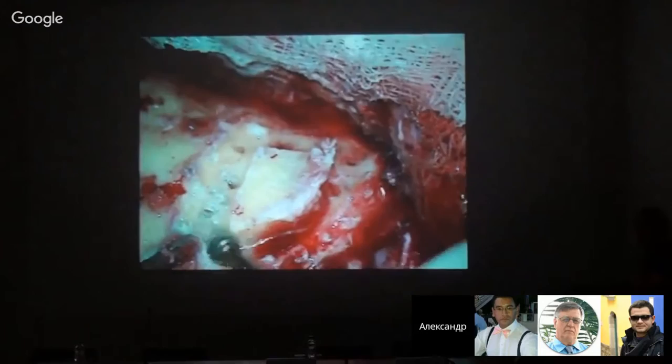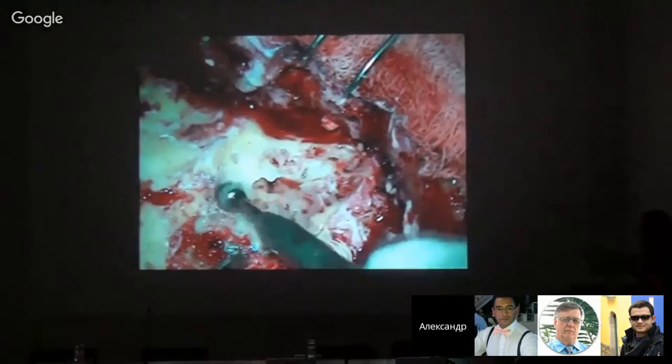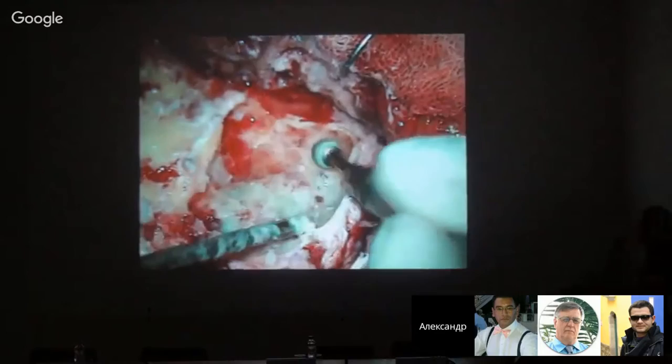So we keep drilling. Let me pass this a little bit. So we take the cortical bone and you keep drilling the air cells, never making holes. And the next structure that you find is the solid bone here, which gives us the position of the sigmoid sinus. And after you find the sinus, you have to keep drilling.